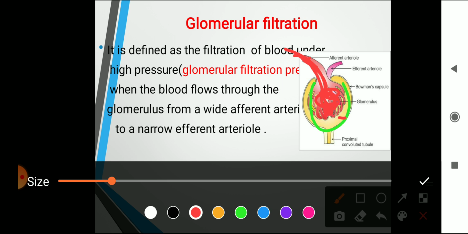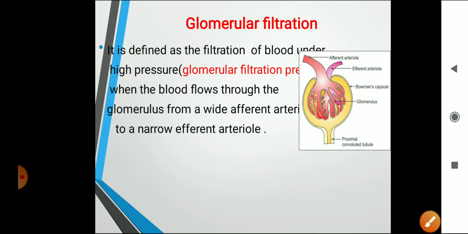So what happens? If there are small pores in that, it gets filtered. The water, the blood gets filtered, or the blood comes out, and it gets collected in this Bowman's capsule. Okay, so that is how the filtration takes place within the glomerulus. So when the blood flows through a wide afferent arteriole and leaves out through a narrow efferent arteriole, a pressure will be created, and that pressure is called the glomerular filtration pressure.